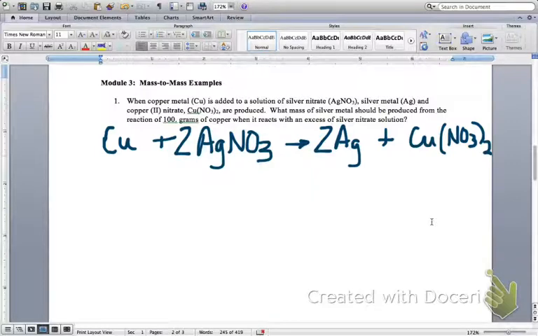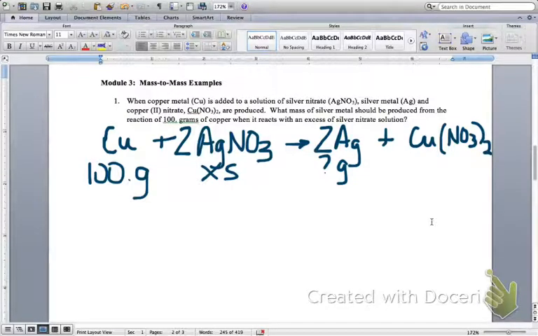Next, it says, what mass of silver metal? Which thing in this equation is the silver metal? The Ag. So over here, we're going to write how many grams of silver metal. It says should be produced from the reaction of 100 grams of copper. So over here on the left, 100 grams of copper. And it says when it reacts with an excess of silver nitrate.